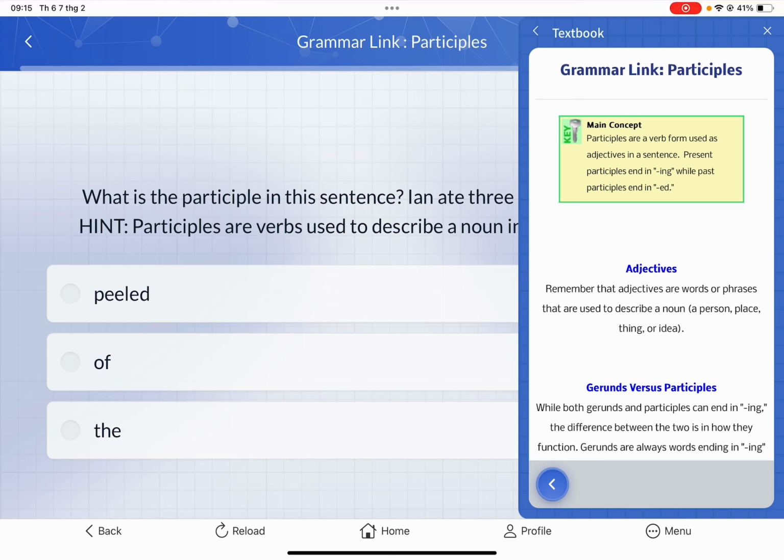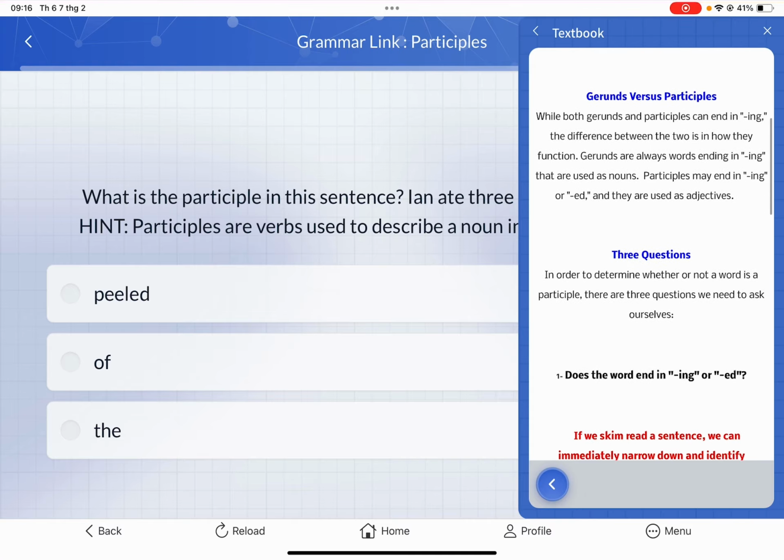Remember that adjectives are words or phrases that are used to describe a noun. Participles have the same job here. They are verb forms, but they are used as adjectives in sentences, to describe a noun, you know.